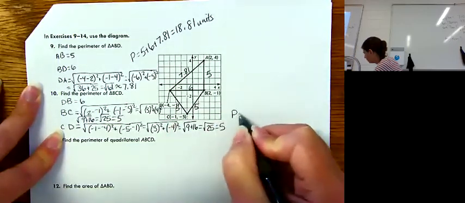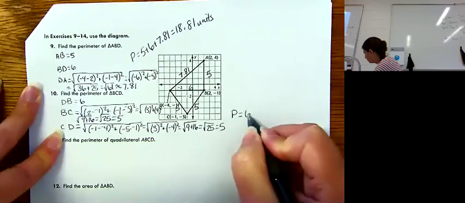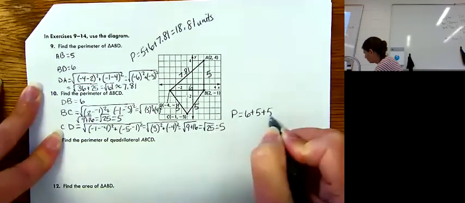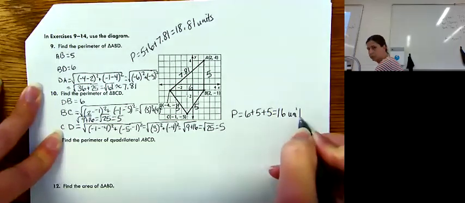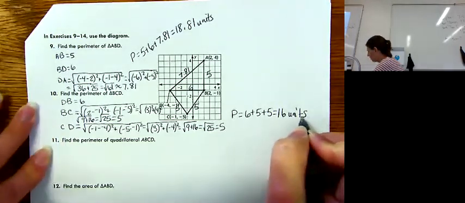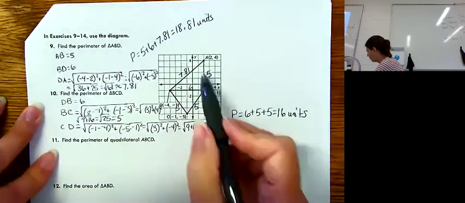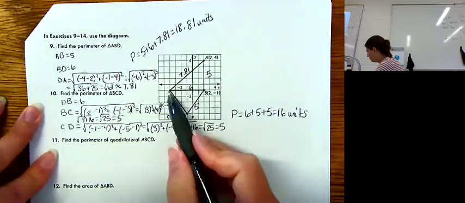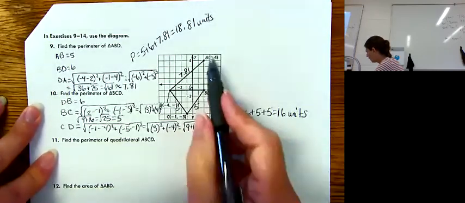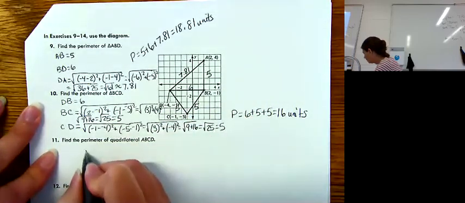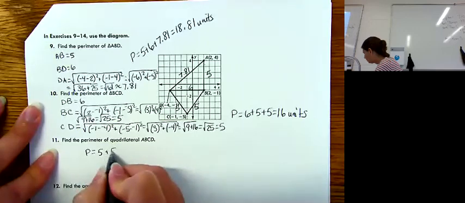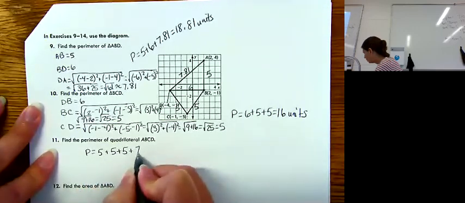So we can find the perimeter of this one. So we do 6 plus 5 plus 5. So we get 16 units. So if we wanted to find the perimeter of quadrilateral ABCD, we already have all the side lengths for this one. So we can add 5 plus 5 plus 5 plus 7.81.